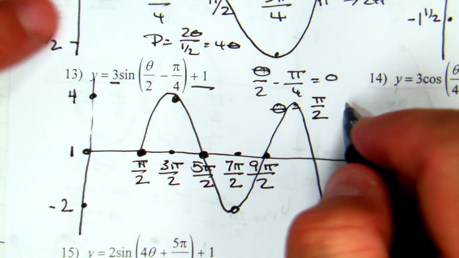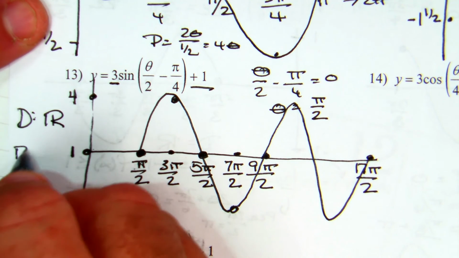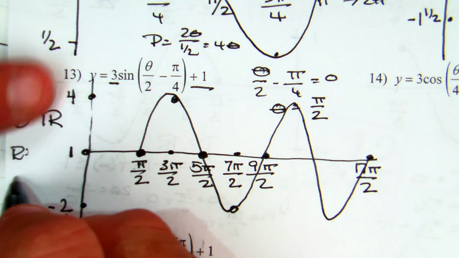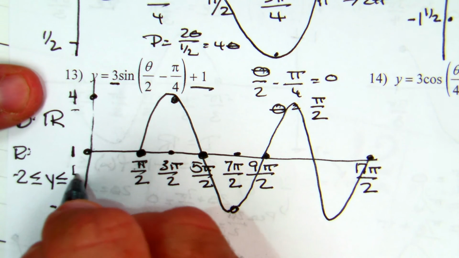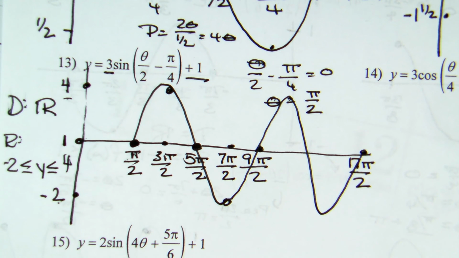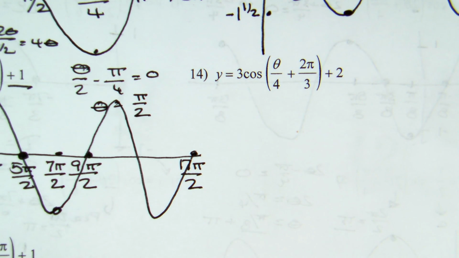All right. Just as a reminder, domain is all real numbers. The range, I go min to max. My min is negative 2, less than or equal to y, less than or equal to my max, which is 4. Next, 3 cosine of theta over 4 plus 2 pi over 3, plus 2.